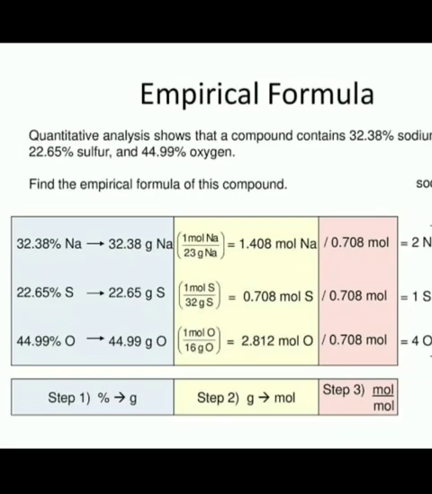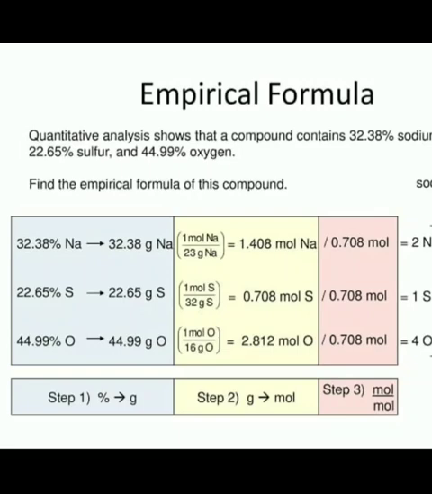First one is sodium, then second one is sulfur, and third one is oxygen. So in the first column you write the element names. After that, in the second column you write the composition given for each element. So in the second column, that is the percentage of sodium, 32.38. Then second one is sulfur, percentage is given 22.65. And oxygen, the percentage is 44.99.